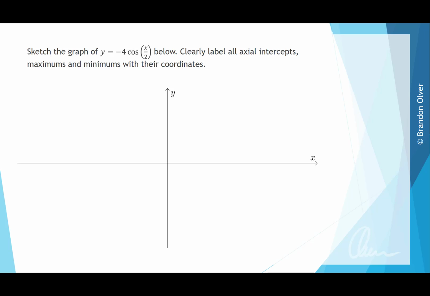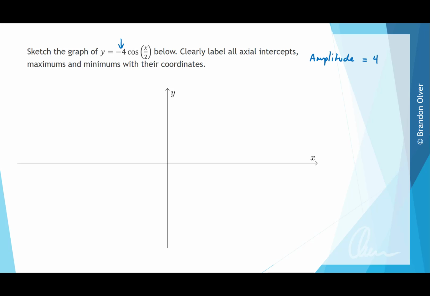So when we're sketching a graph that doesn't contain any translations, so we just consider dilations and reflections, then we just really need to consider the period and amplitude of the graph. So if we look at the number that's multiplying the circular function out the front, then that will help us determine the amplitude. So for this graph, we have an amplitude that is equal to 4.